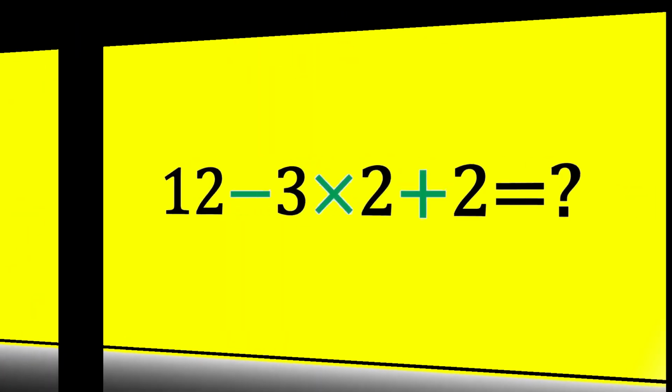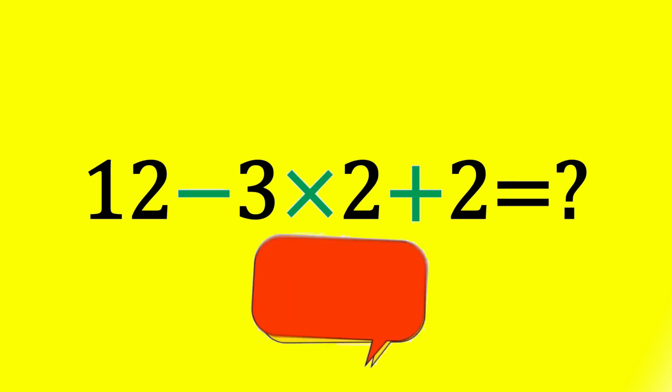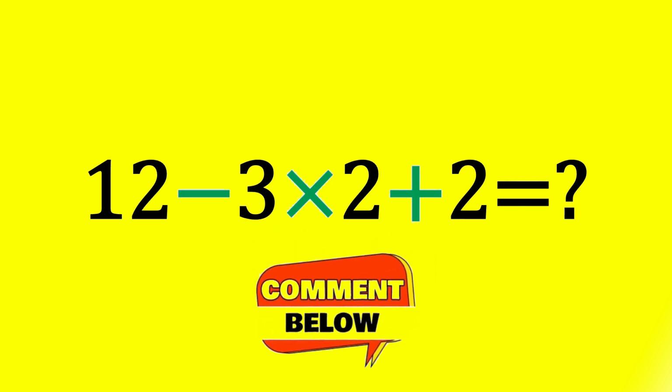Alright, your turn now. Here's the challenge. 12 minus 3 times 2 plus 2. Looks easy, right? But don't rush it. Follow the order of operations carefully. And when you've got your answer, drop it in the comments. Let's see who's paying attention.